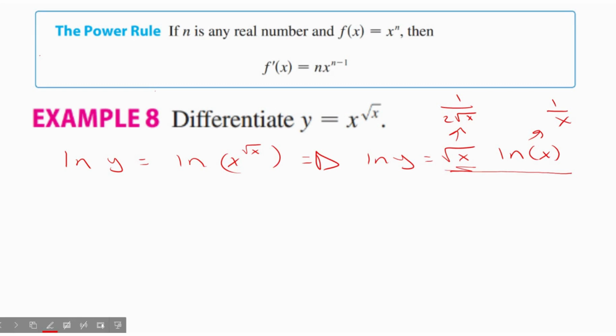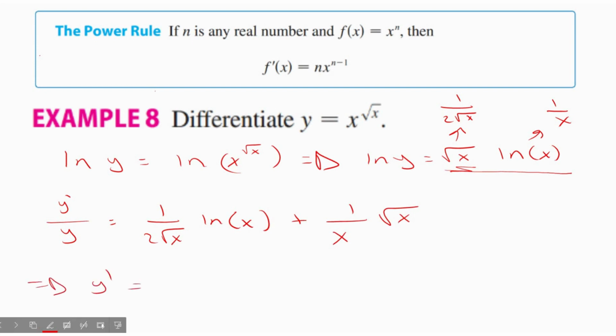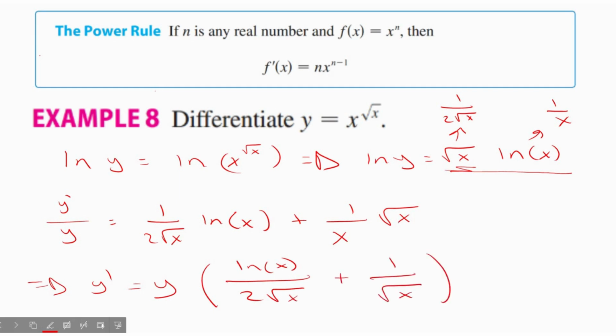Now, differentiating both sides implicitly will give us y prime over y equals to 1 over 2 square root of x multiplied by ln of x plus 1 over x multiplied by square root of x. And this can be simplified in this way, so we can take y to the other side, and this will be y multiplied by ln of x over 2 square root of x plus 1 over square root of x, because here we have square root of x over x is going to be 1 over square root of x. And this is the answer.